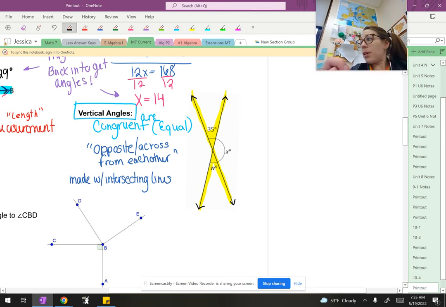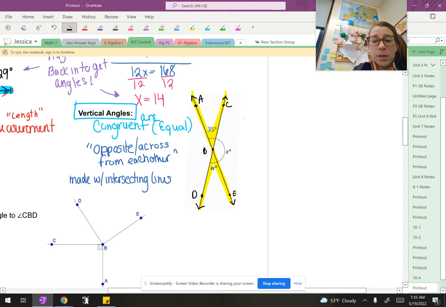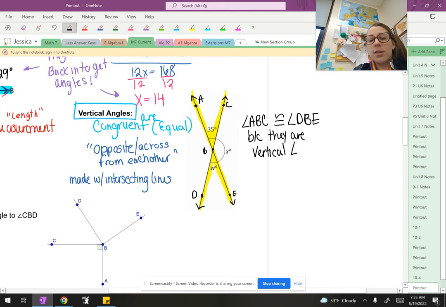I think we should give those letter names. I really do. We're going to call these A, B, C, D, and E. Okay, there we go. So now we can say that angle ABC is congruent to angle DBE because they are vertical angles.